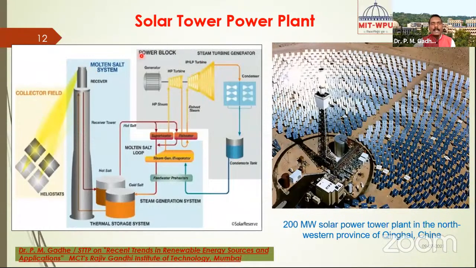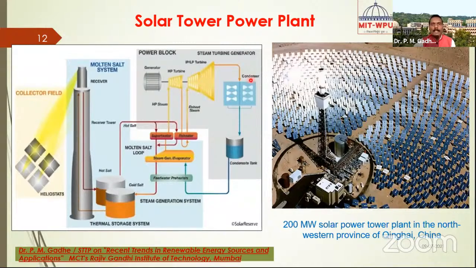Now this schematic diagram is shown for the molten salt system. Molten salt is a combination of sodium nitrate and potassium nitrate. This molten salt is continuously circulated through the receiver. There is a cold salt tank and a hot salt tank. The salt will flow from the cold salt tank to the receiver and it gets heated in the receiver. And again, that is circulated into the hot salt tank. Now from this hot salt tank, this high temperature salt is supplied to the steam generator, that is, to the boiler.